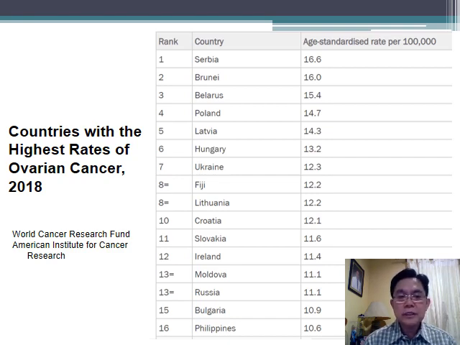So if you consider countries in Asia, then Philippines would be second to Brunei, and it may have a higher age standardized rate compared to Japan or even Singapore.